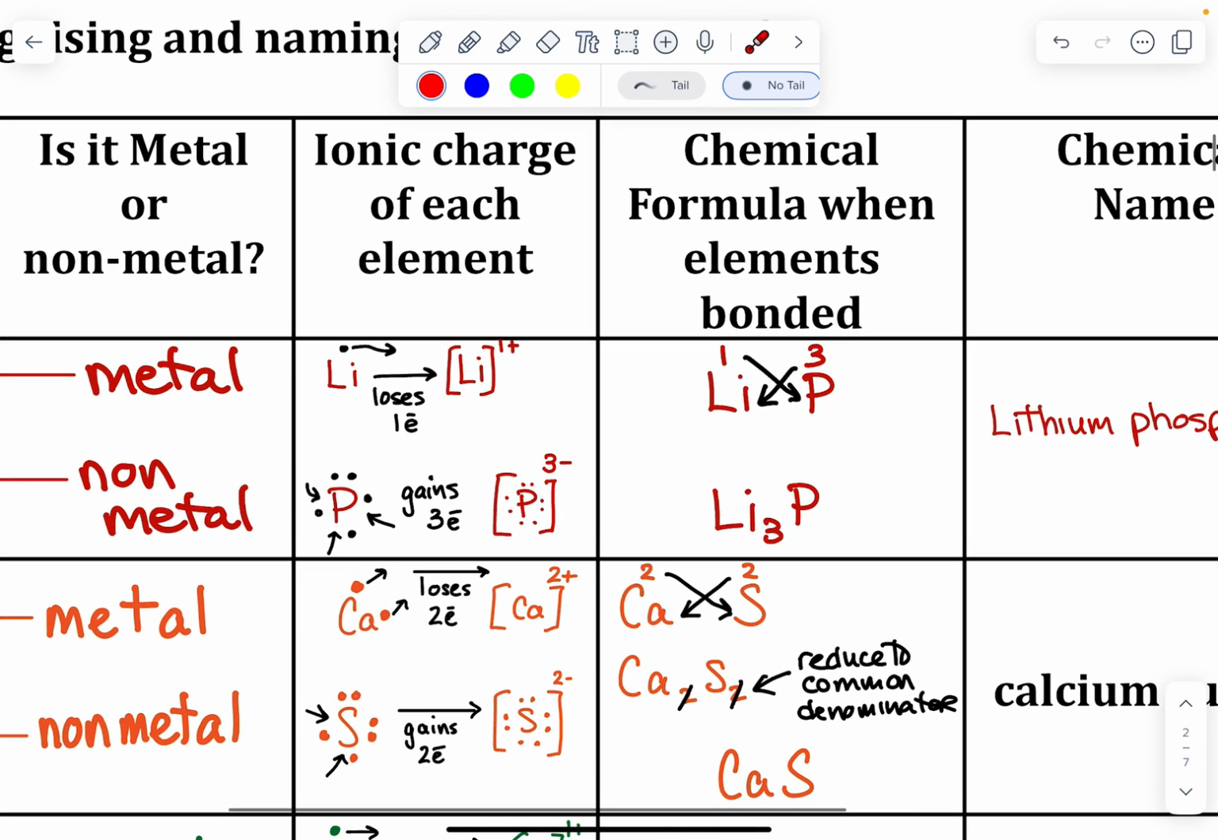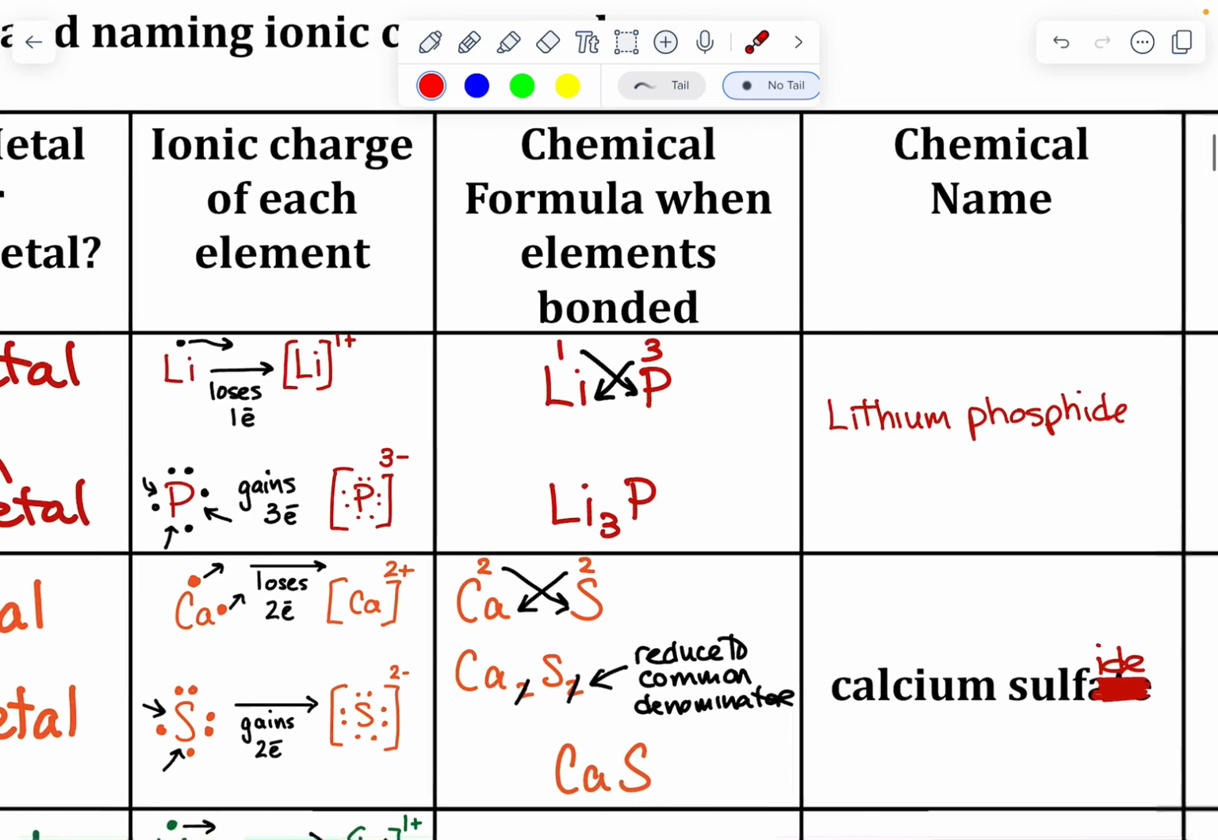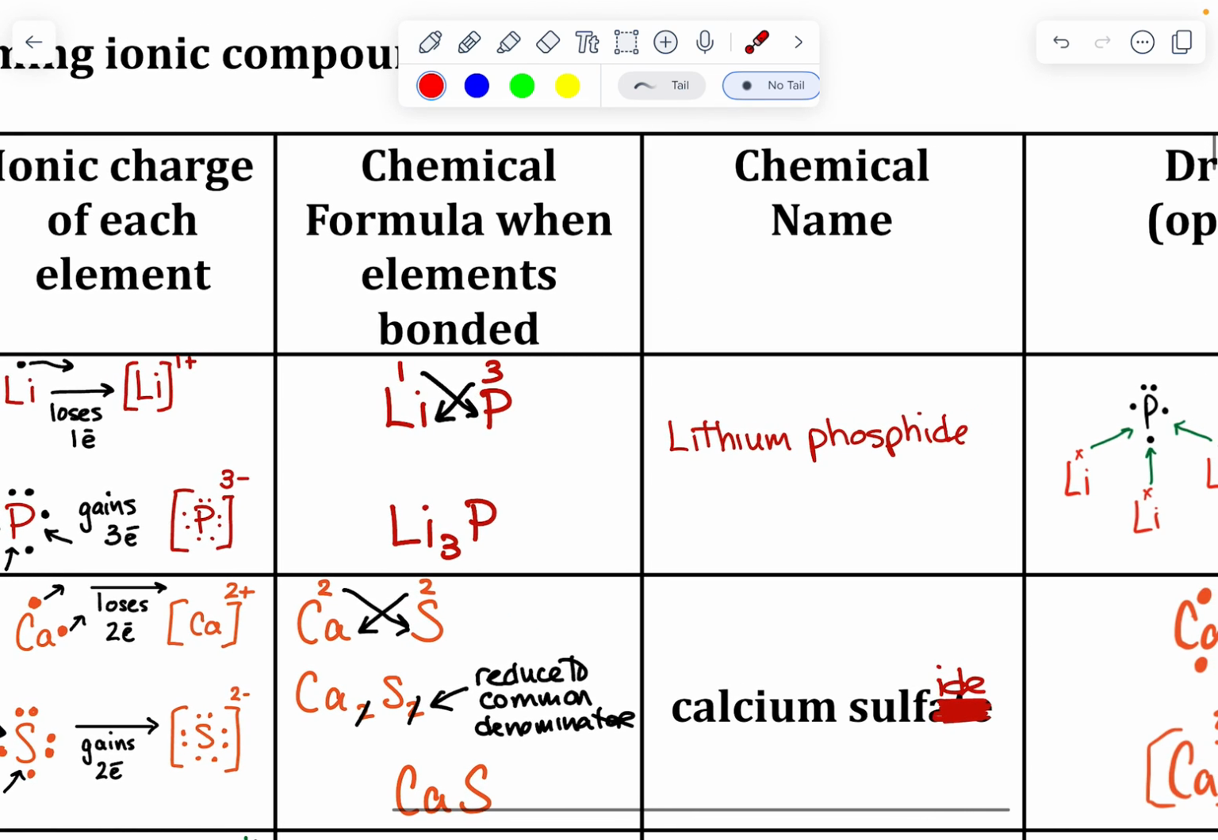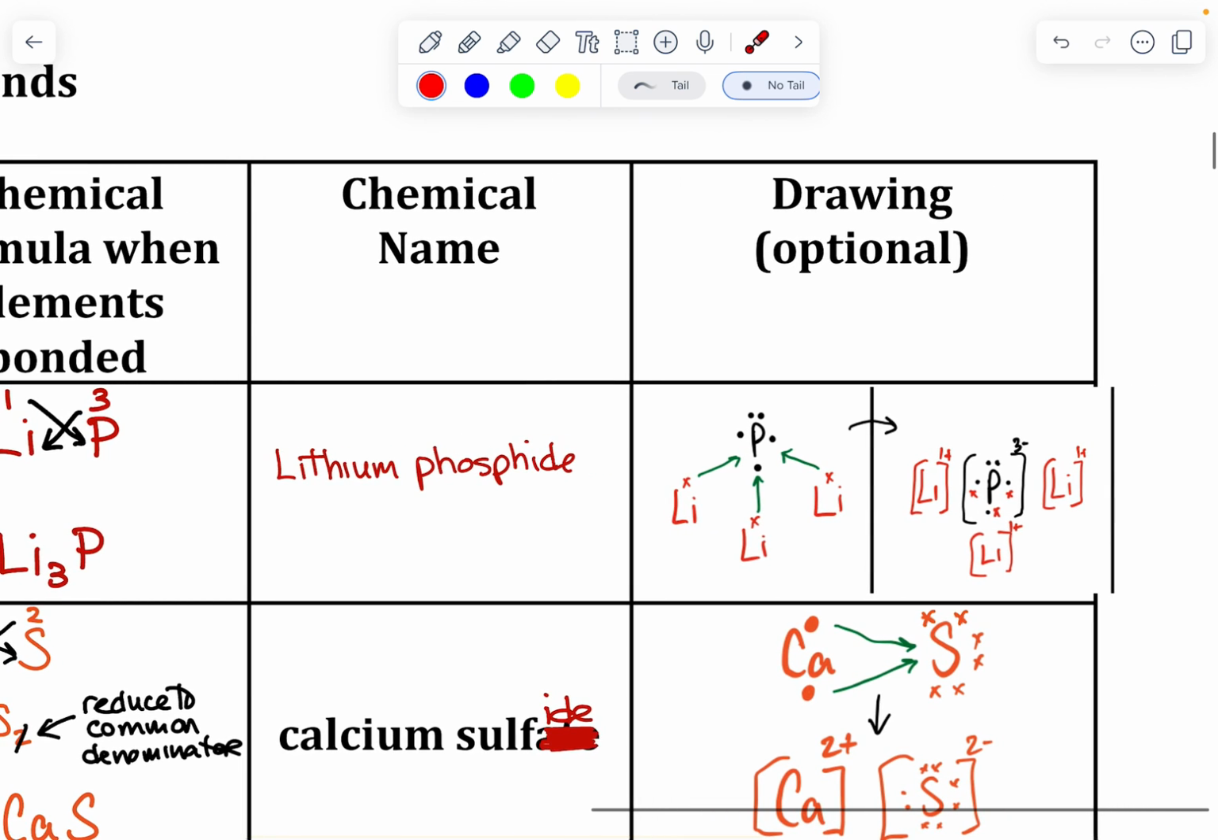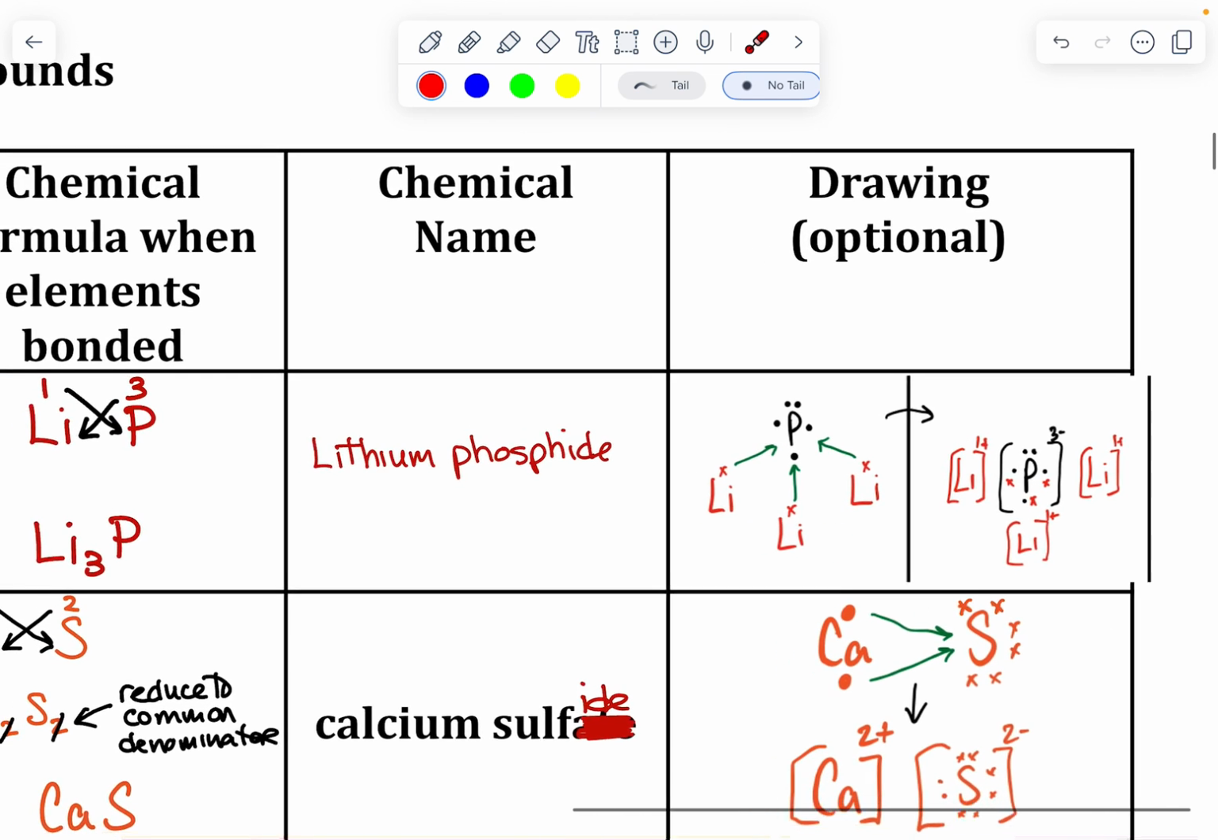What will the chemical formula be when these two elements bond? So I know the charge of lithium was 1, the charge of phosphorus was 3, and I crisscross them over, so it is Li3P1. The name of this compound is our metal name with the non-metal name with the ending of "ide", so it's lithium phosphide. And there, the optional drawing, I showed what we did when we developed the formula.